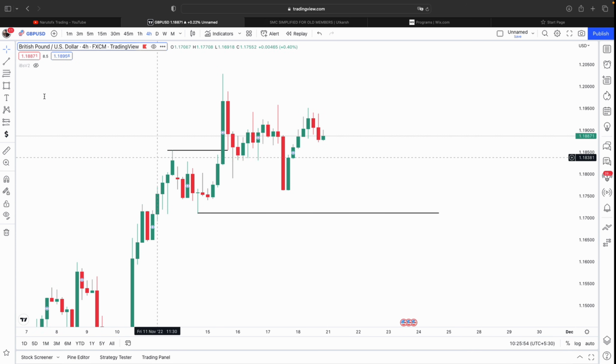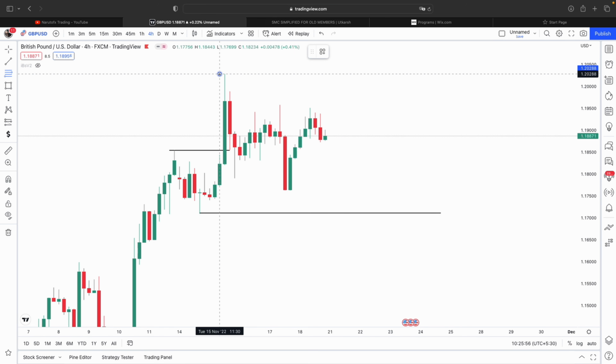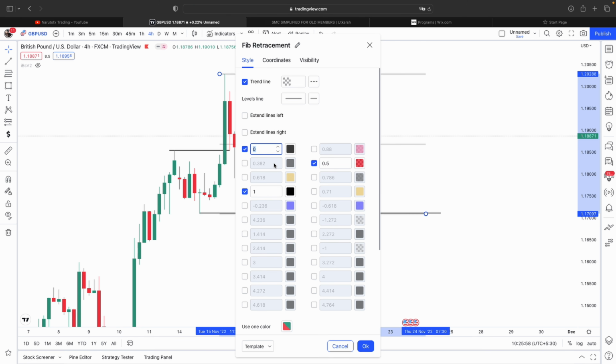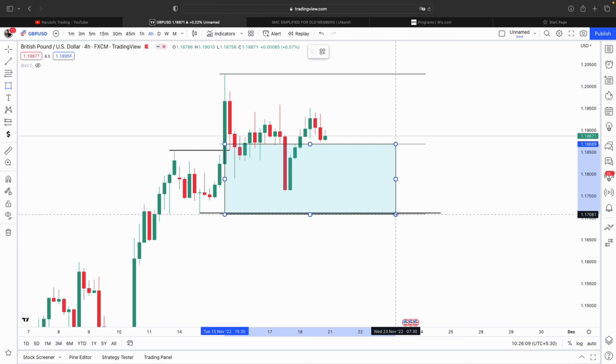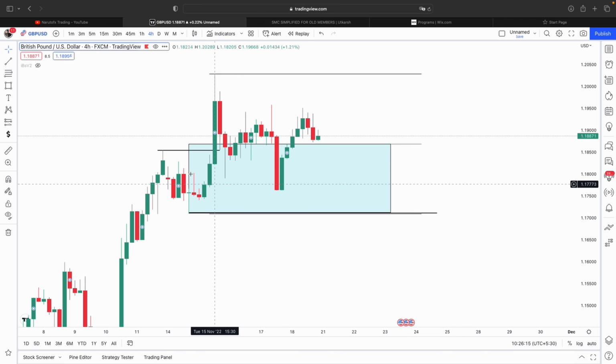Second is premium discount. So what is premium discount? If you don't know what premium discount is, what you have to do is go to Fib retracement and mark only 1, 0, 0.5. This will give us a range. Obviously if you are smart enough, you don't need to mark this. This is just for educational purposes. So what we need to do is mark the 50%.